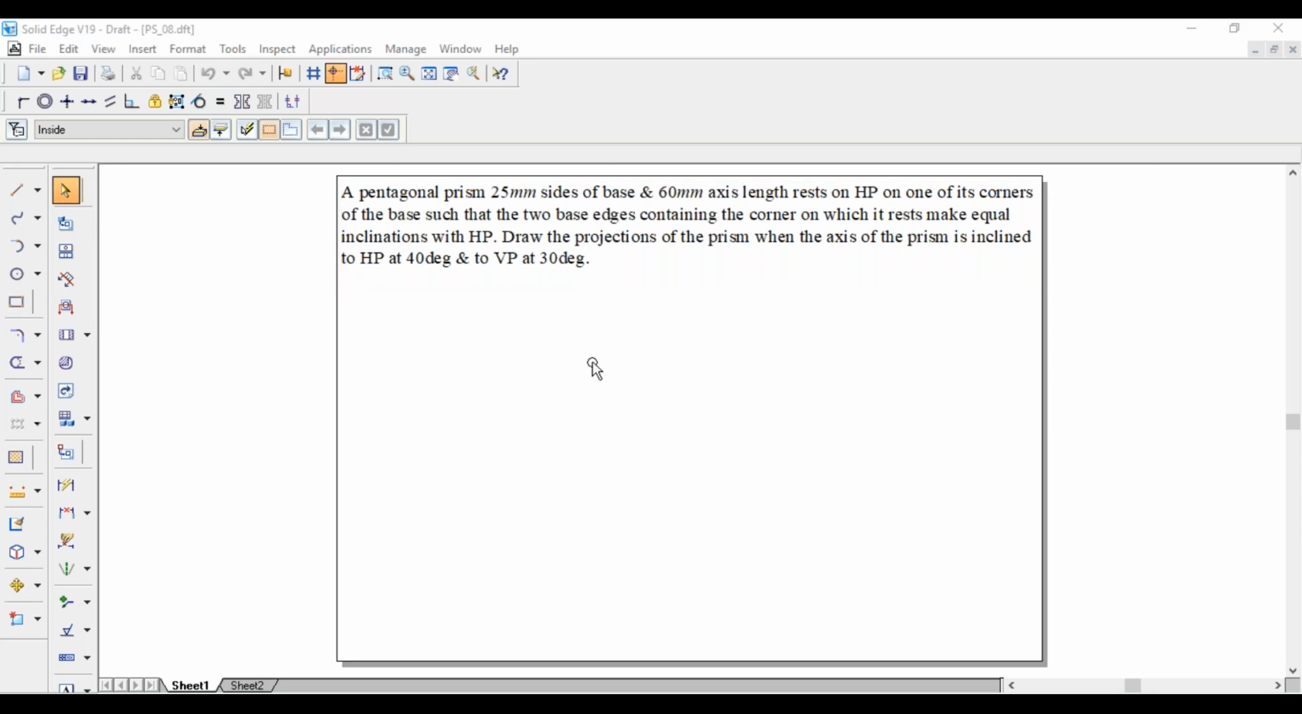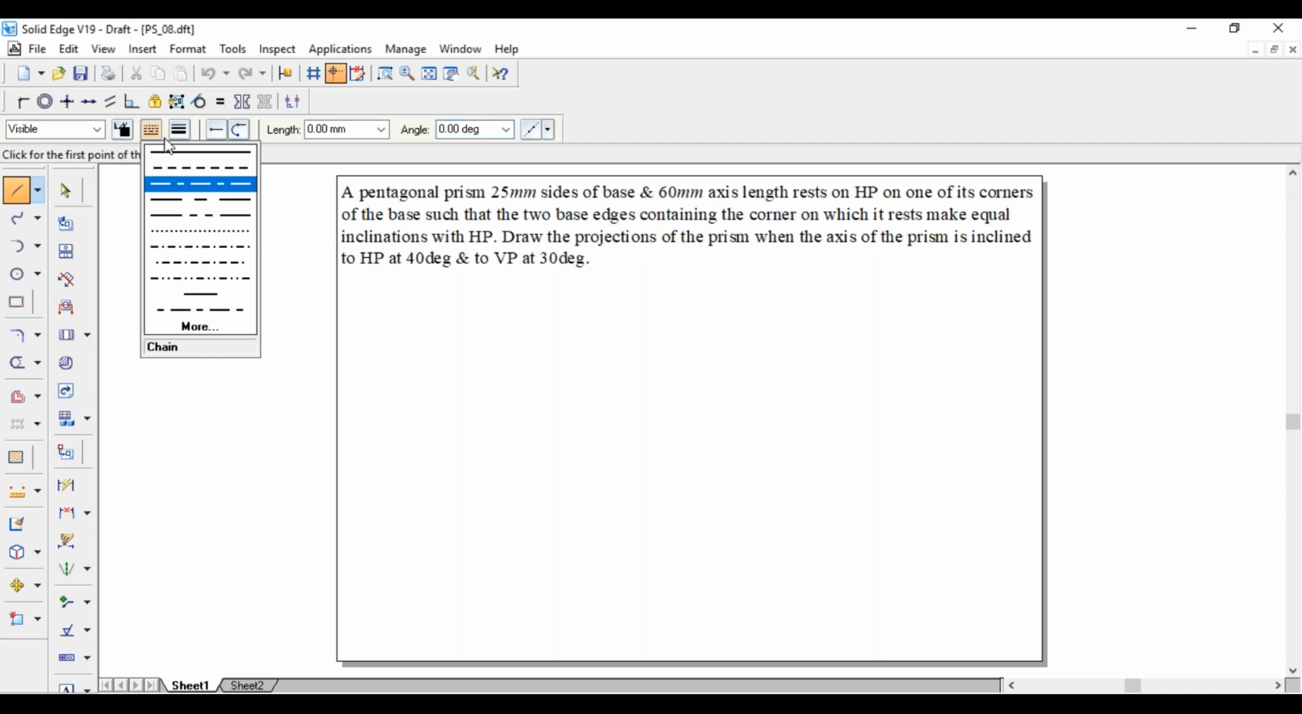So it is a pentagonal prism problem of 25 mm sides of base and 60 mm axis length. It is resting on HP with one of its corners of the base. So the corner has to come towards the right side. The axis of the prism is inclined to HP at 40 degree, that is theta is equal to 40 degree, whereas to VP at 30 degree, that is phi is equal to 30 degree. As the axis is inclined, it is a locus problem.